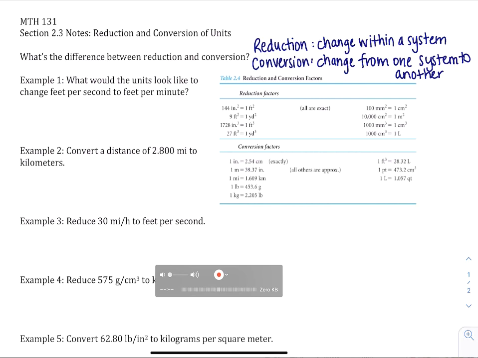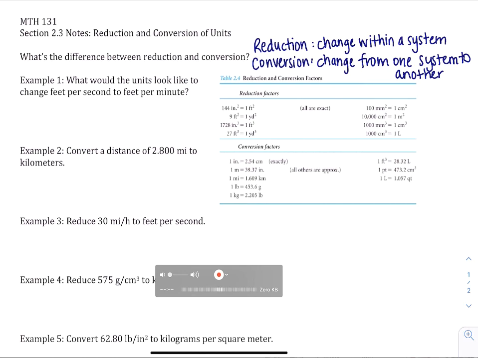Section 2.3 is going to build on what we learned in Section 2.1 and Section 2.2. We're going to use this idea that when we are either reducing or converting, we need to use that unit analysis, that dimensional analysis, to help us get things to cancel. So we'll be using these unit fractions where we have our conversion factors, and we're going to write those as a fraction in the order that helps our units cancel.